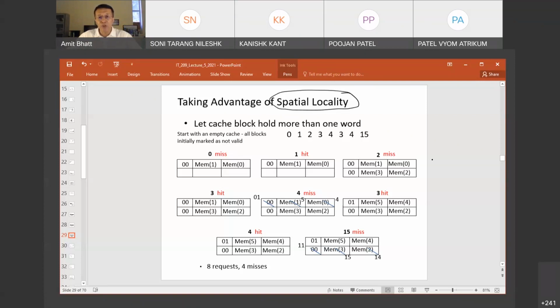And why you want to do that? Because you believe in this spatial locality. That instead of 1, you say, oh, I want 2 together, or I want 4 words in a bunch, and I want to bring it. I want 8 words in a bunch, and I want to bring it, or 16, or whatever size you want to keep.